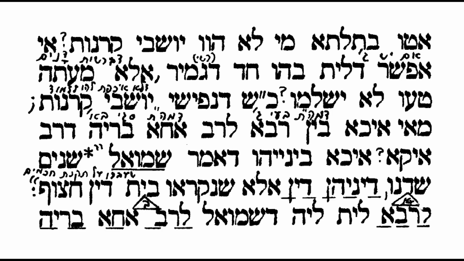Amar Shmuel, shnayim shedanu, 2 who judge a case, dinehem din, their conclusion is binding, elah shenikro'u beis din chotzuf, but they are called a chutzpah beis din. What's the chutzpah? The chutzpah meaning that they violated the takanas chachomim. Namely, according to Shmuel, the Torah does not require 3. Less than 3 would be enough. But the Rabbanan, the chachomim, require 3. Hence, if you have less than 3, according to Shmuel, we will call them a beis din chotzuf.